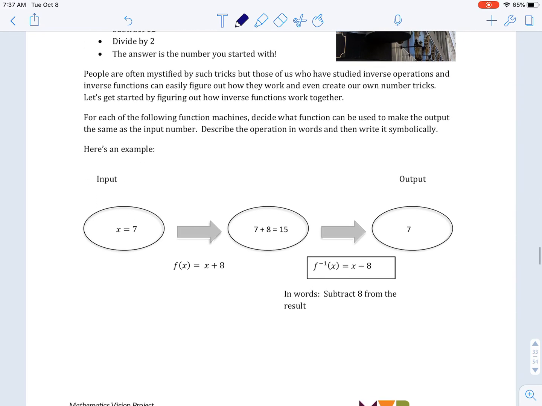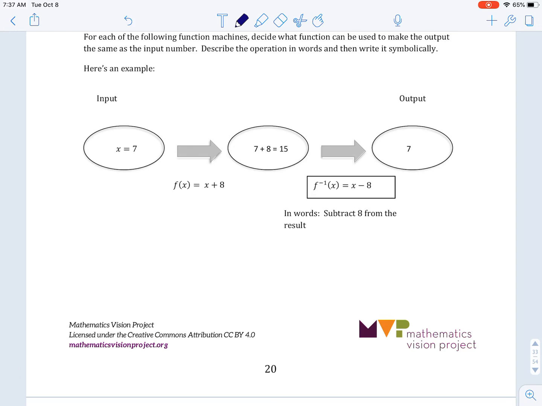Here's an example. An input of 7. 7 plus 8 is 15, and then the output is 7. So we input 7, and then we do something to leave us with what we started with, 7. There are two things that we need to do for every one of these problems. What we need to do here is find the inverse function of this.